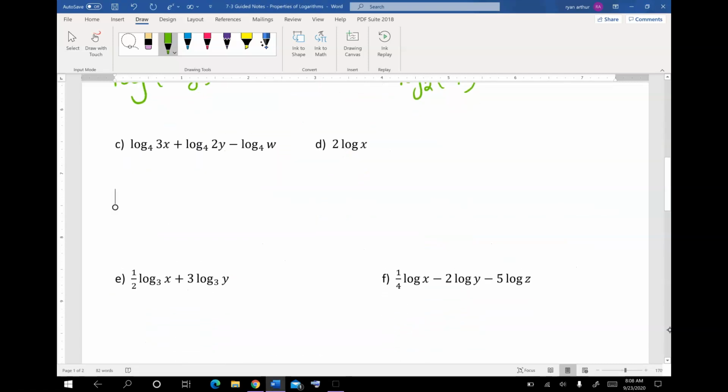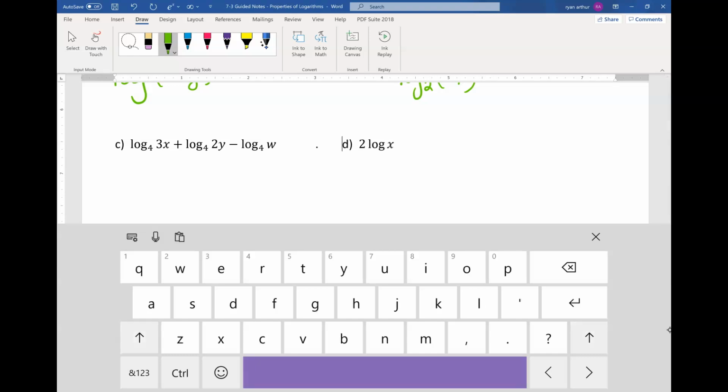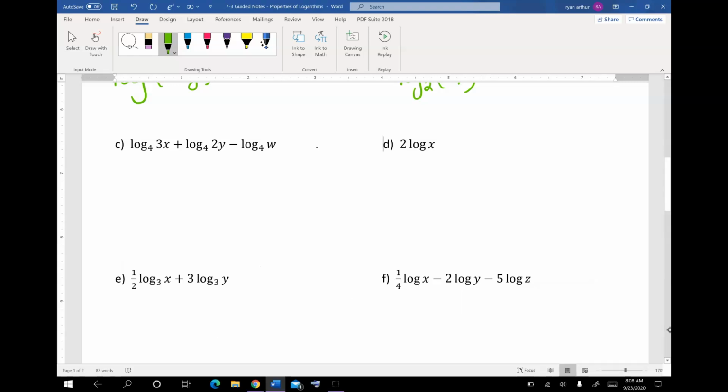All right, so this one, let me get this one to go over a little bit, give us some space. This one is using adding and subtracting, which is fine. You just read it like you read a book, left to right.